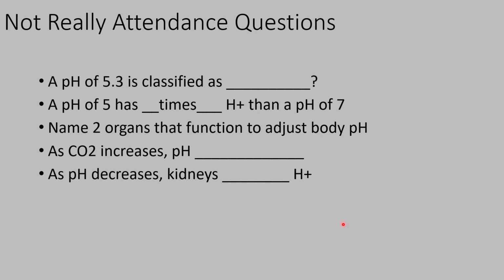As pH decreases, what do kidneys do to H+? Well, as pH decreases, body H+ goes up. So if pH goes down, there's more H+ in the body. The kidneys want to get rid of that H+. So kidneys will secrete H+ into the filtrate so that we can urinate it out. If any of those did not make sense, make sure to go in and review them before proceeding with today's lecture, because today's lecture is going to apply all of that.